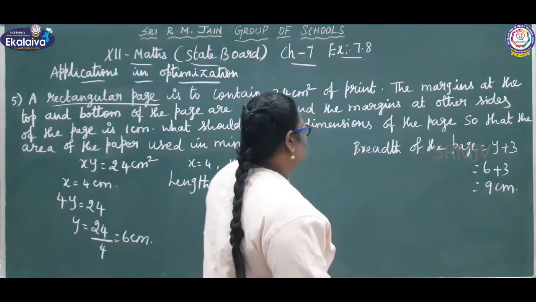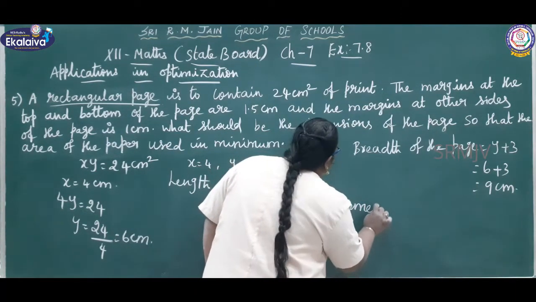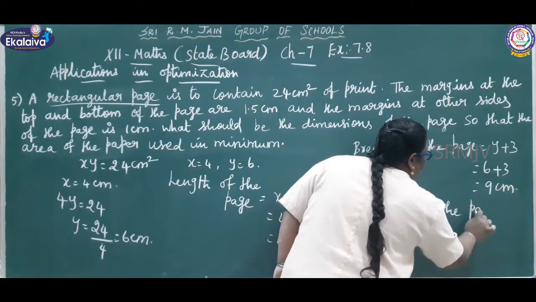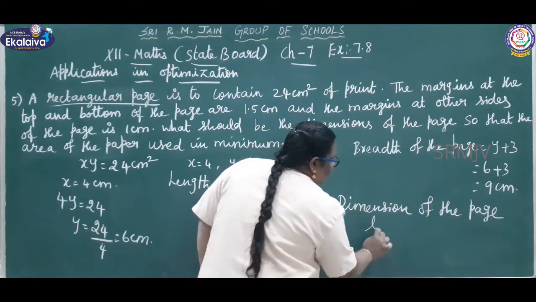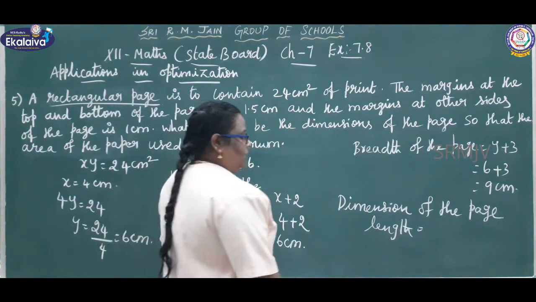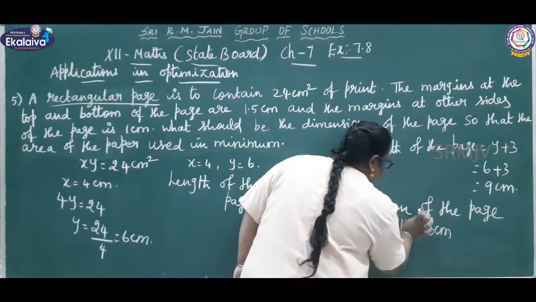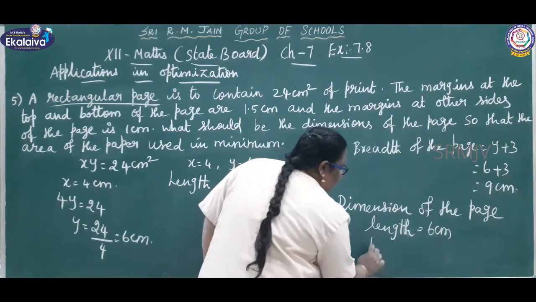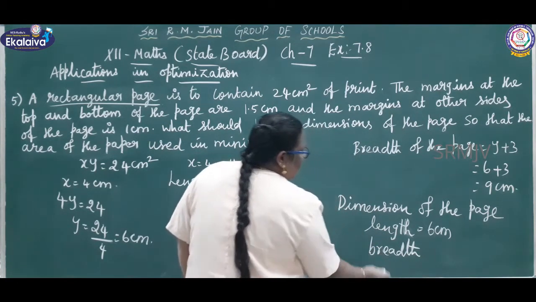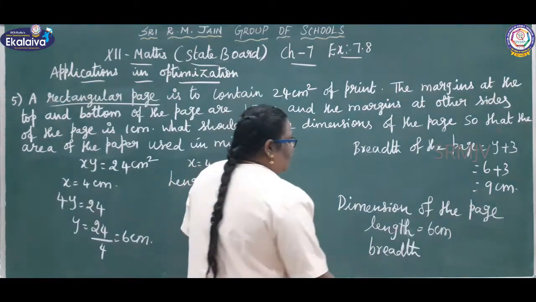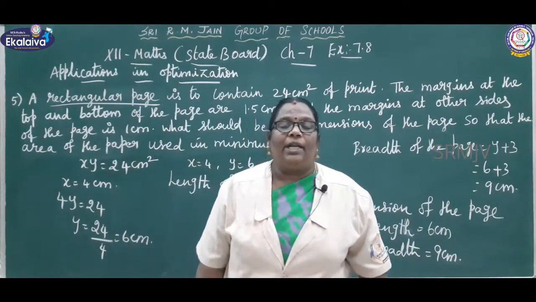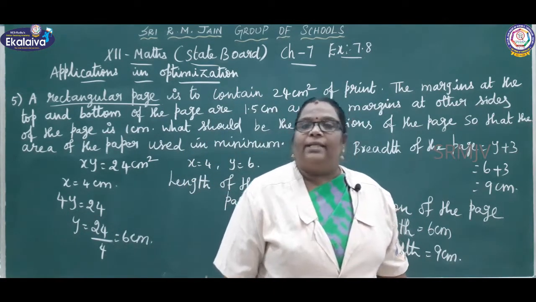Dimension of the page: length equal to 6 centimeter and breadth equal to 9 centimeter. Dimension of the page length equal to 6 centimeter and breadth equal to 9 centimeter.